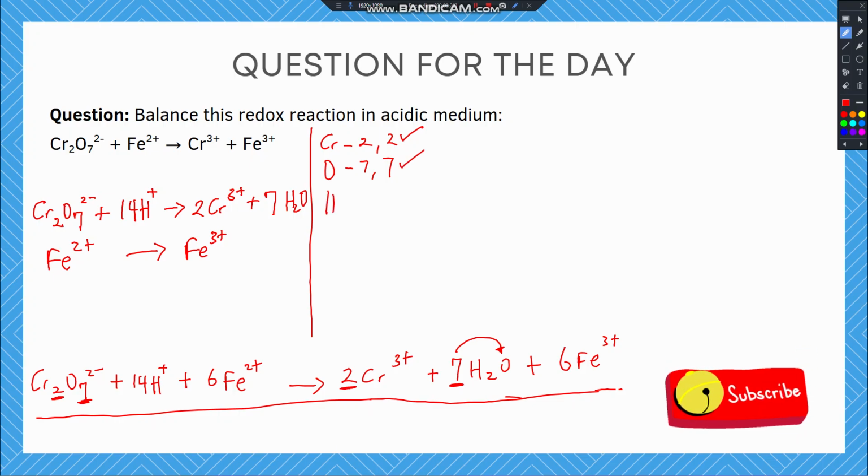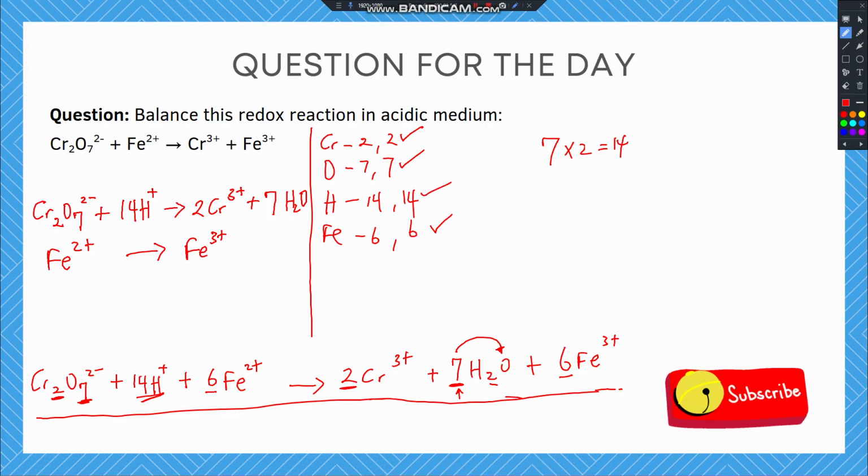Next, we have hydrogen. Hydrogen on the left side are 14 atoms of hydrogen. On the right side, you can see hydrogen has a subscript of 2 and a coefficient of 7. So that gives us 14 on both sides, because 7 multiplied by 2 is 14. So next element we have is iron. On the left side, we have 6 atoms of iron. On the right side, we also have 6 atoms of iron. So iron is balanced as well. All the atoms are balanced.